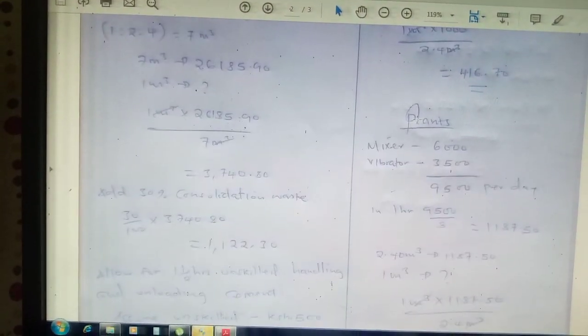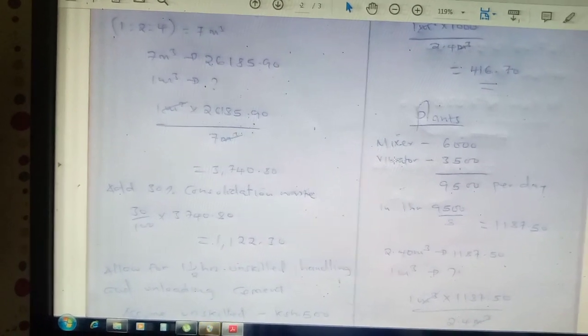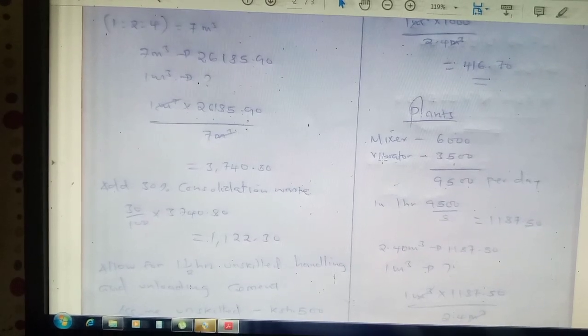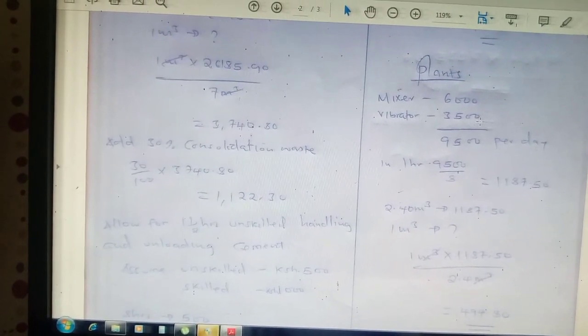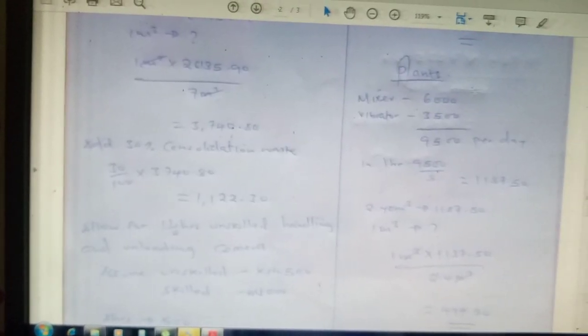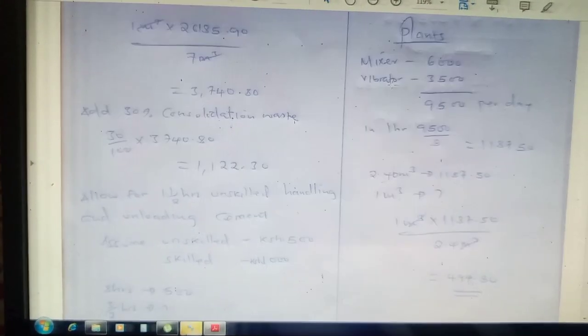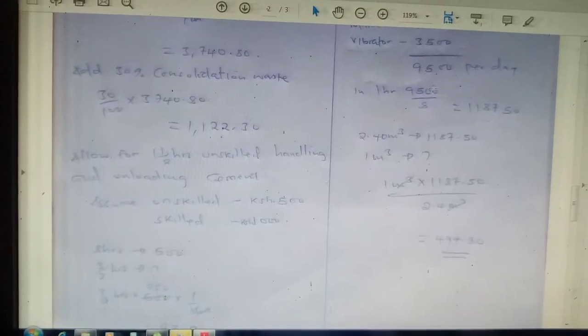So for plants, you'll say we had a mixer which is hired at 6,000, a vibrator which is hired at 3,500. Because they are hired, they are not owned by the company, you just get the total of this. Total of 6,000 plus 3,500, you get 9,500. This is per day. Then you get its cost per hour. We'll divide by 8, you get 1,187 and 50 cents.